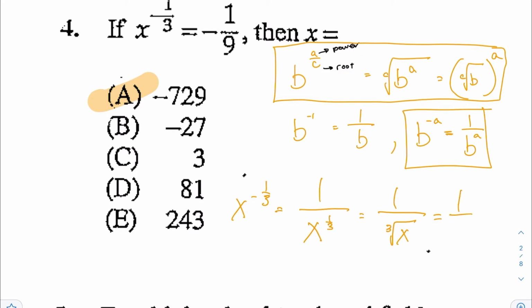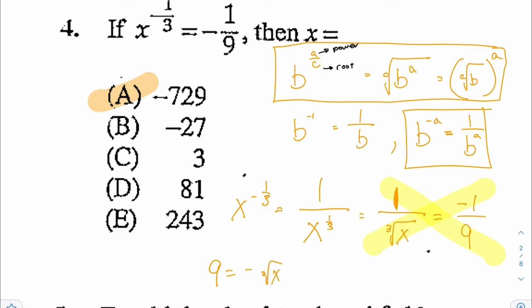And that's equal to negative 1/9. So that means that here, the numerator is equal to 1. So you can actually just cross multiply here. This negative 1/9, you can have the negative in the numerator or in the denominator. It doesn't really matter. Here you're going to want to cross multiply. That's going to be 1 times 9, which is just 9. That's equal to negative the cube root of x.